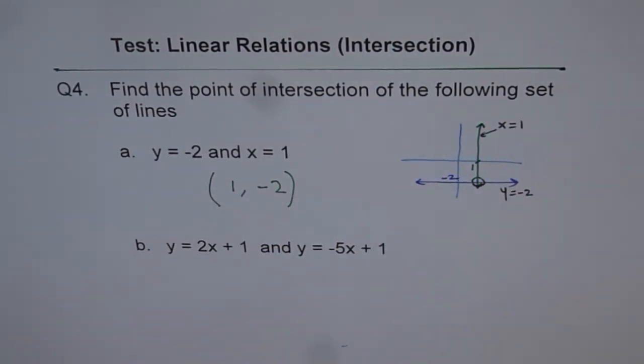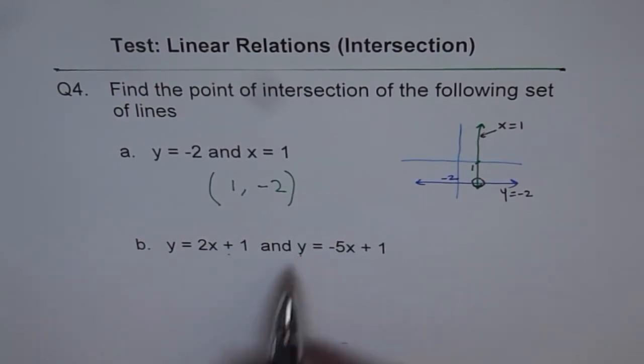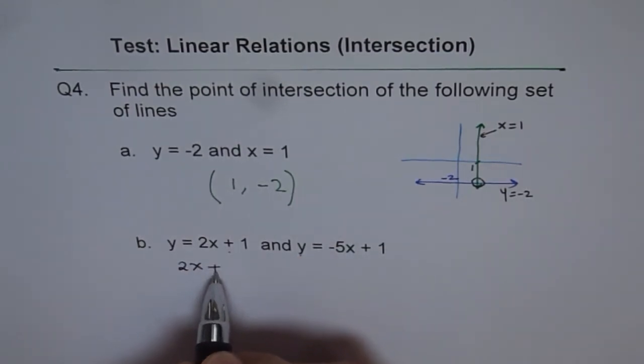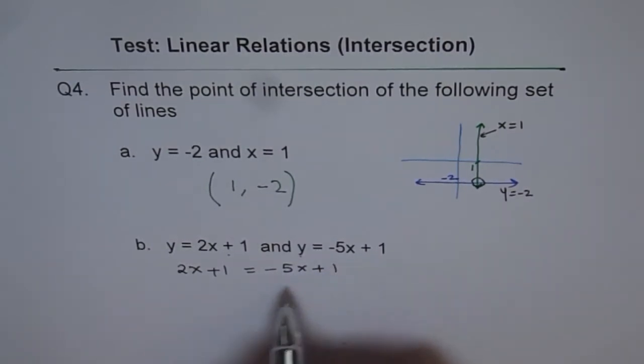Now the second set of lines we need to find for part B. We have given you these equations in slope-intercept form, and you can see their slopes are different. Therefore, they will intersect at one point. To find the point of intersection, we will substitute the value of y and calculate. So y equals 2x plus 1. We'll substitute this here and say 2x plus 1 equals minus 5x plus 1, and then solve. If you solve, you'll get an answer.